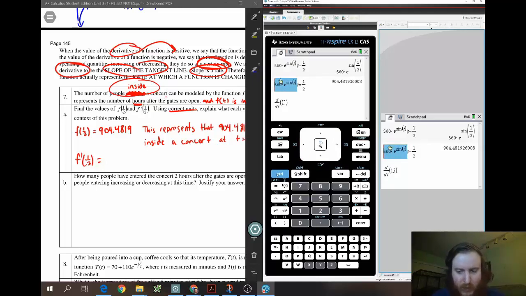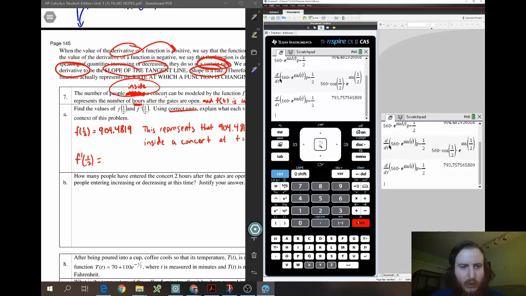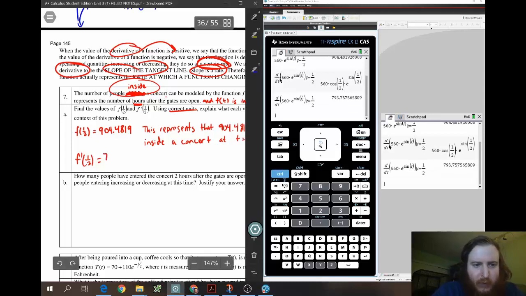So I'm going to go ahead and click Control C and come down here, and we'll click Control V. Now outside, we're going to go to Control equals, we're going to go to at t equals 1/2. And again, I got something weird, so we're going to hit Control Enter to turn that into a decimal. So 793.7575 or 76.